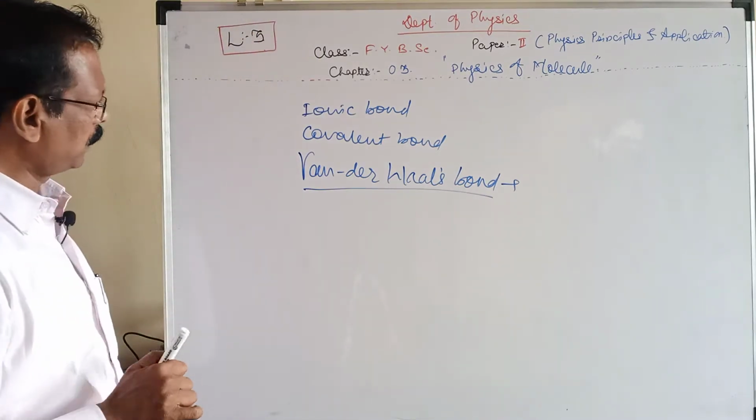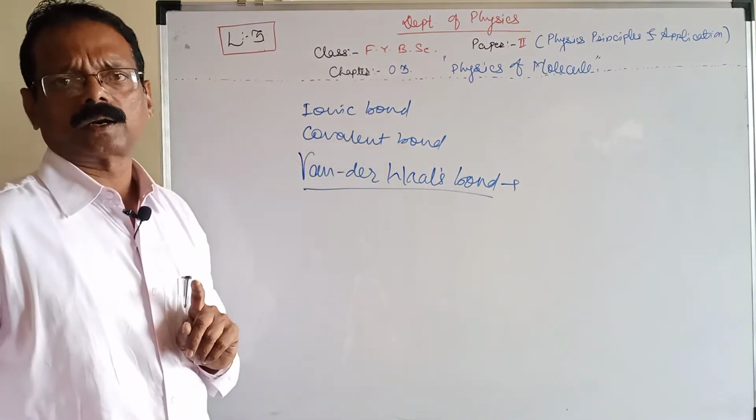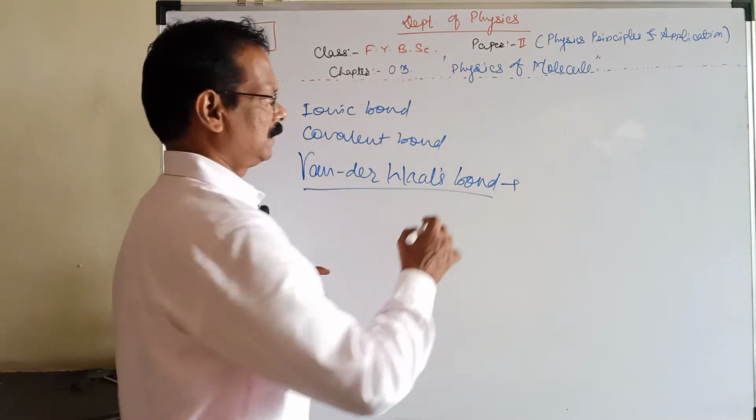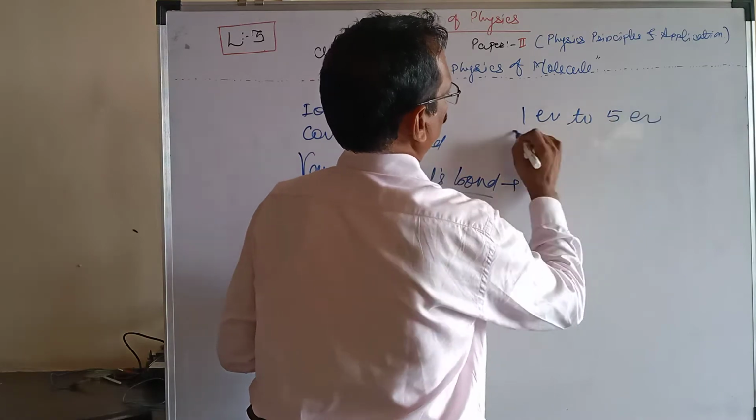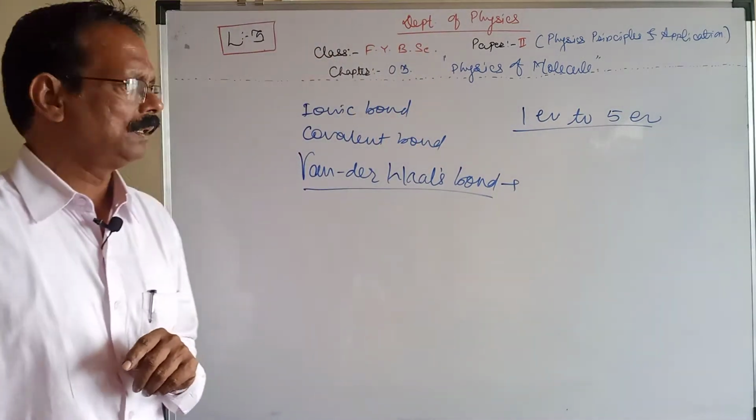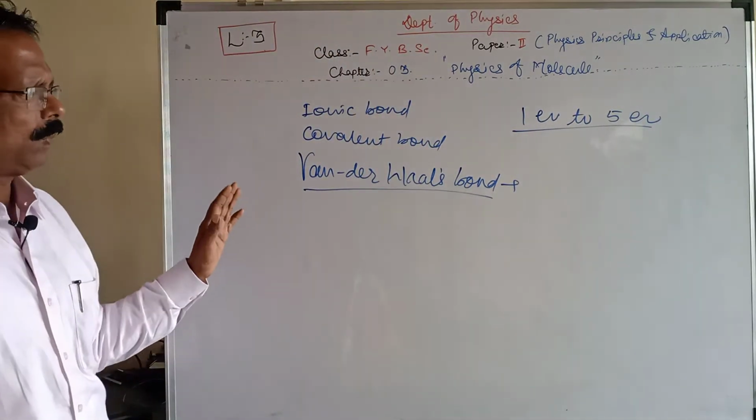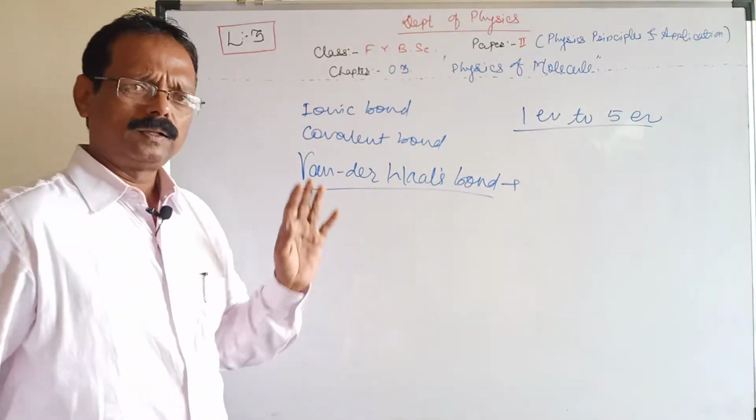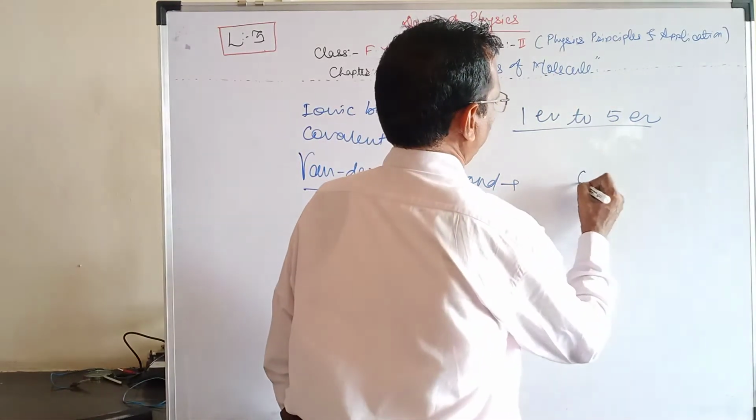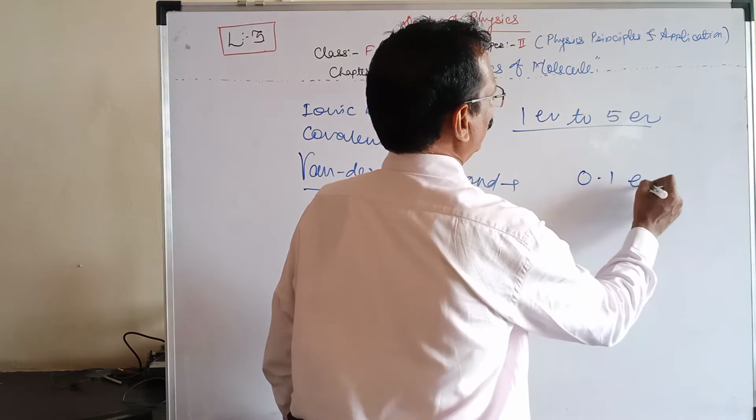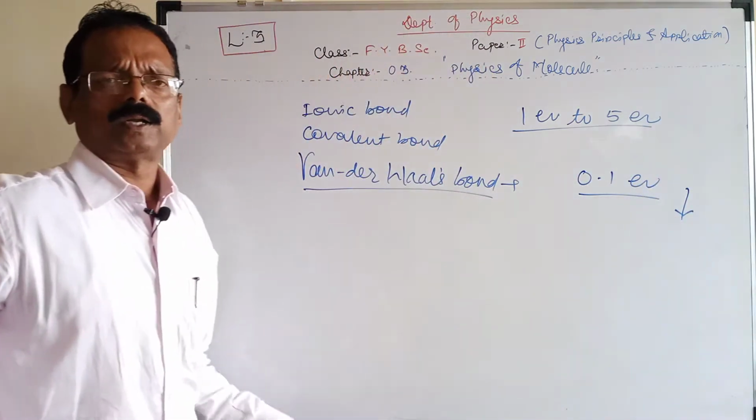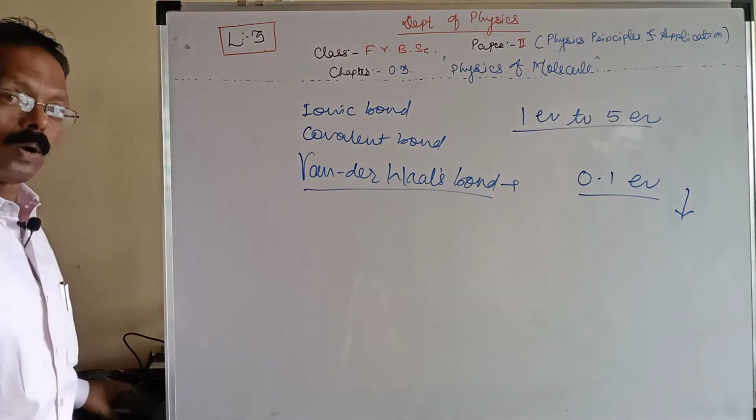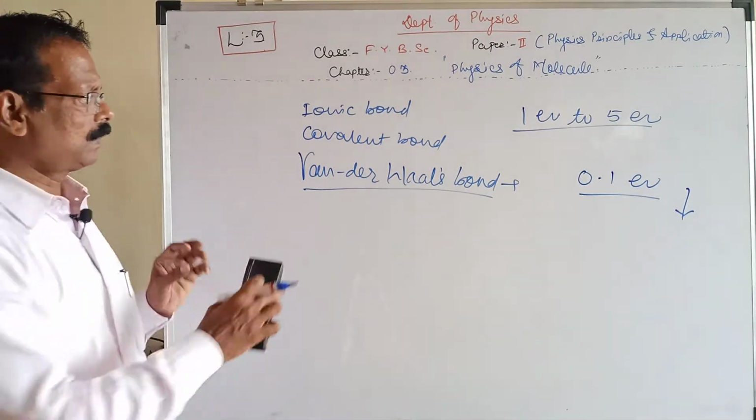Last time we saw that the ionic bond and the covalent bond are very strong bonds. Their bond energy is about 1 electron volt to about 5 electron volt. Van der Waals bonds are very weak bonds. Their bond energy is less than 0.1 electron volt. So how van der Waals bonds are formed, that we have to see.